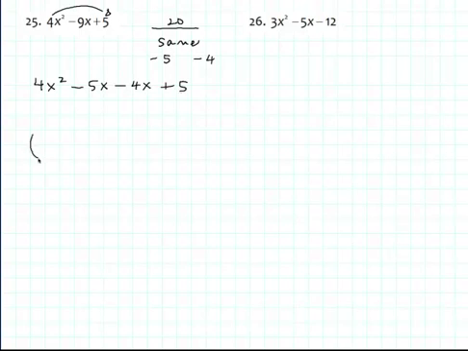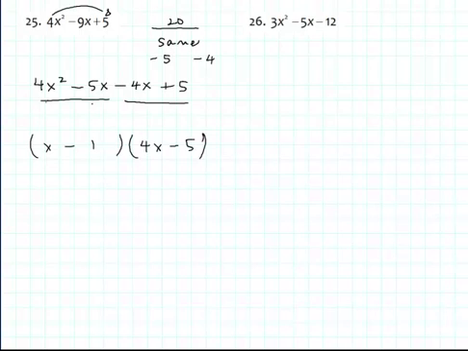Two sets of parentheses for the final solution. 4x squared and 5x have an x in common. Minus 4x, a negative is leading, so I'll pull out a negative. Negative 4x and a 5 have nothing in common, so I'll pull out at least a 1. Taking the x from the first two, or the negative 1 from the last two, x from the 4x squared leaves me with a 4x. X from the negative 5x leaves me with a negative 5.